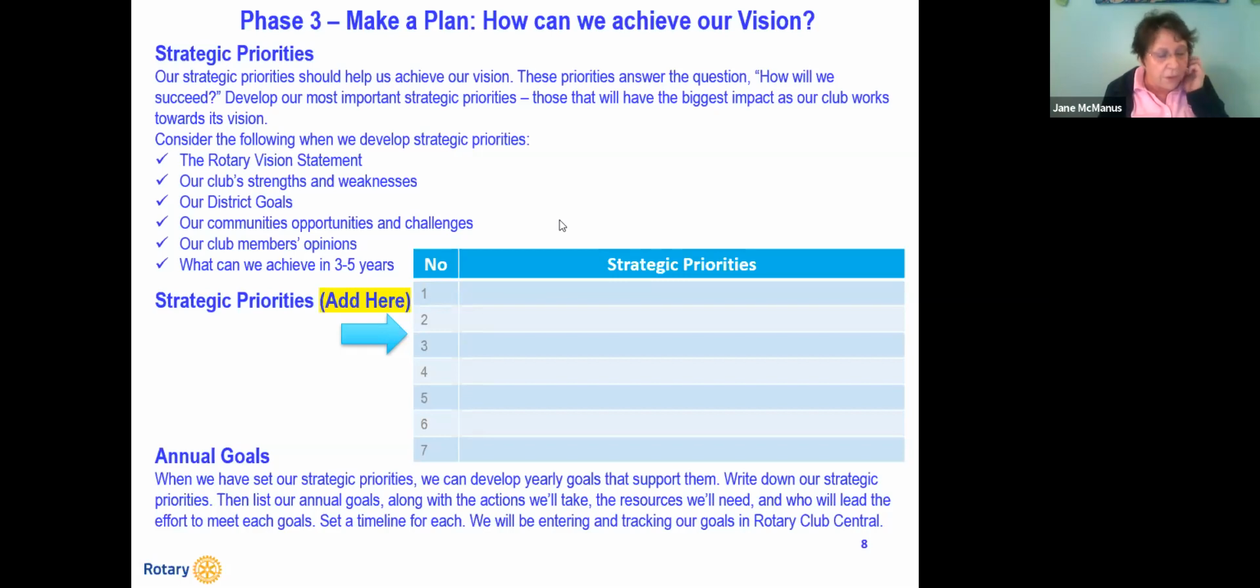And then we can develop some goals yearly, some action and how to accomplish those goals. There are a lot of resources on Rotary.org that will help us in those areas. And then a member assigned to each of those priorities, and then a timeline. So that pretty much lays out how your goals are going to look.